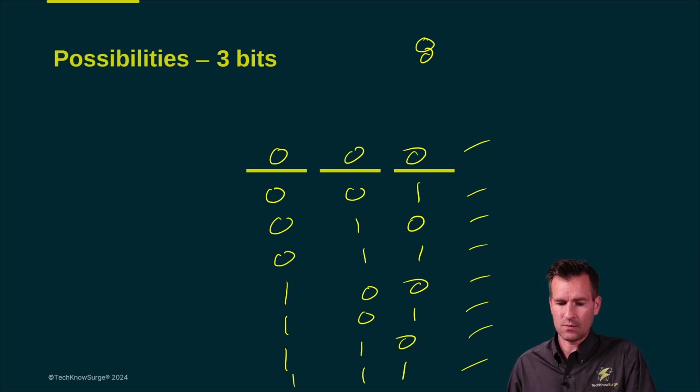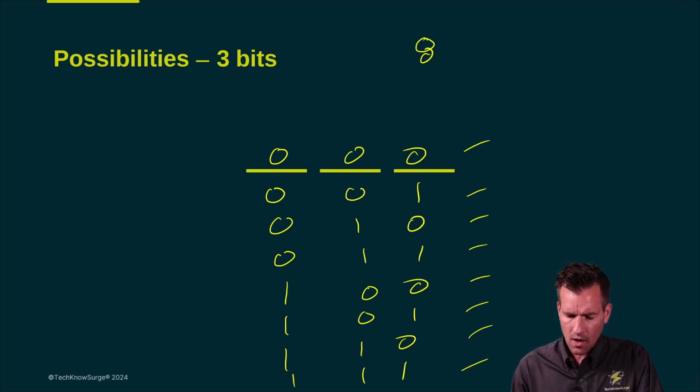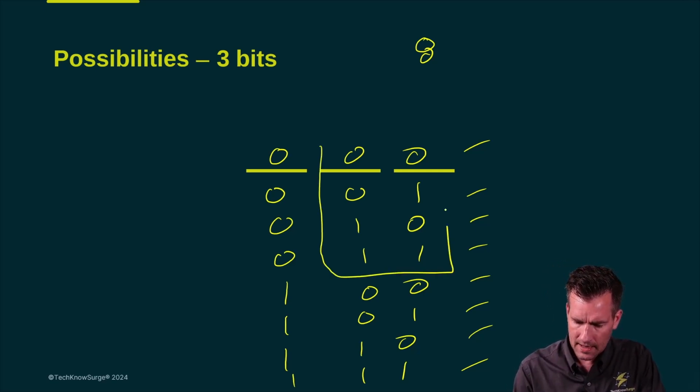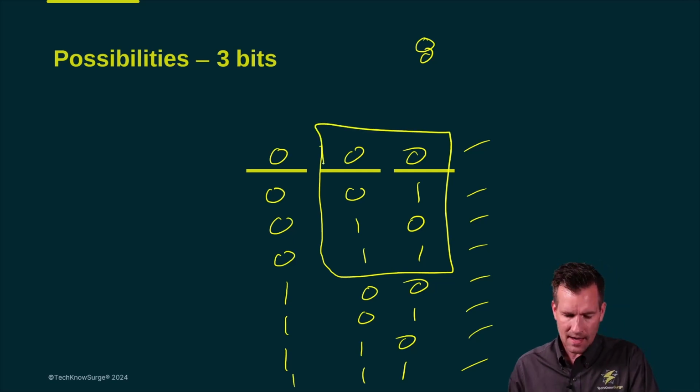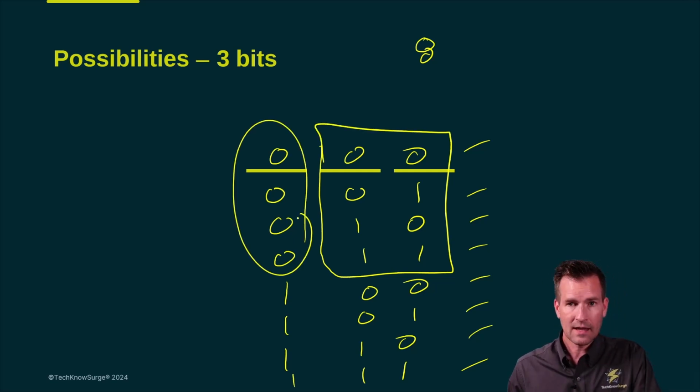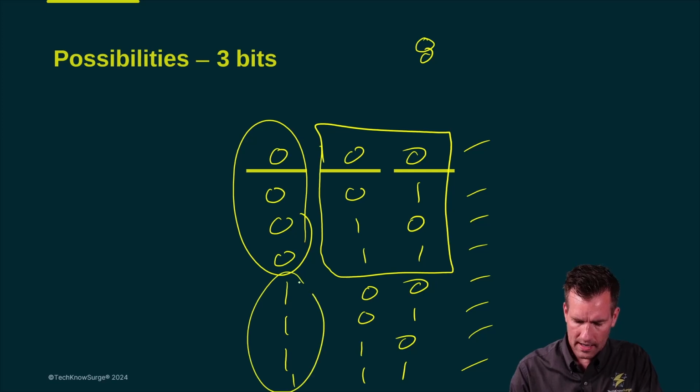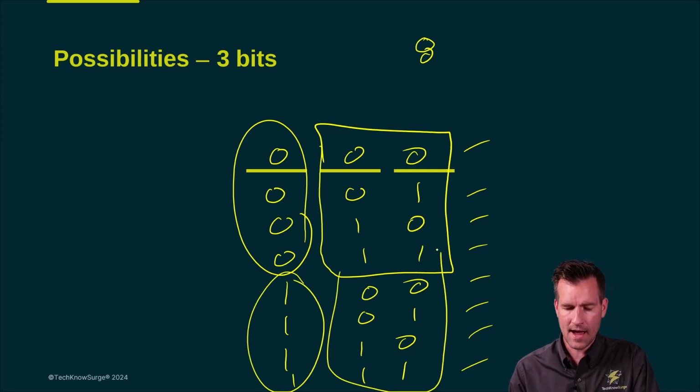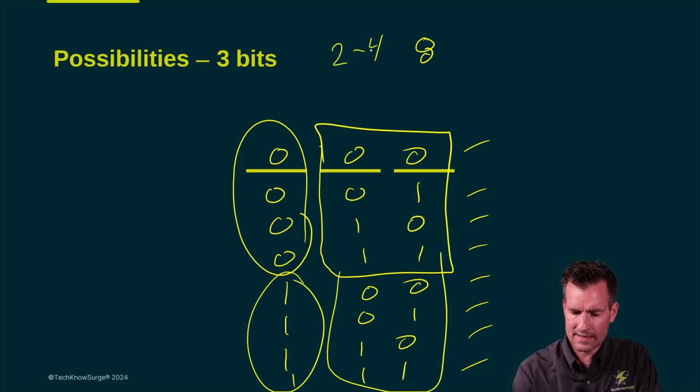And this makes sense as well, because in this case right here, we have the 4 combinations we had with 2 bits, but we could do that with a 0 as the 3rd bit or a 1 as the 3rd bit. So we've doubled the amount. So now every time we do this, we double the amount.